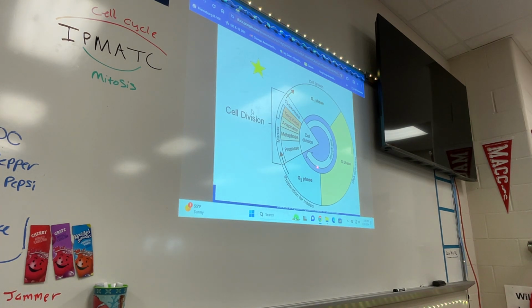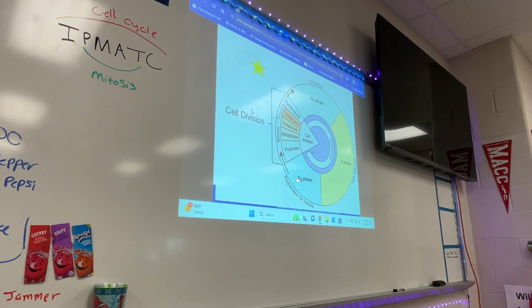So this whole section here, this purple, is all interphase. And you can see the interphase takes up a huge portion of the cell life cycle. So most of the cell life cycle is interphase. We've got G1, S, and G2. G1 is just the cell growing, just doing its thing, just being a cell. And then we have replication, which is the S phase. So the DNA is replicating itself just like we learned about last unit.